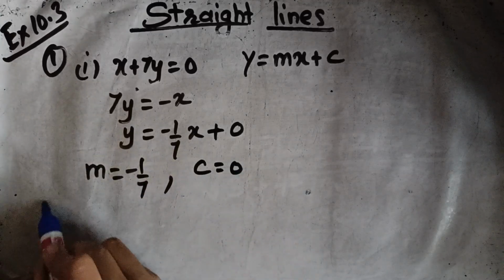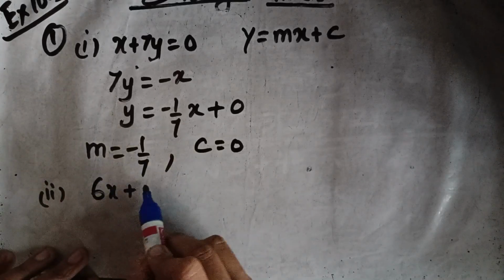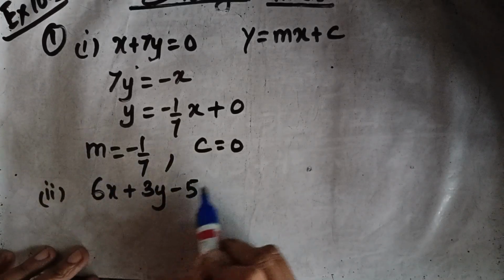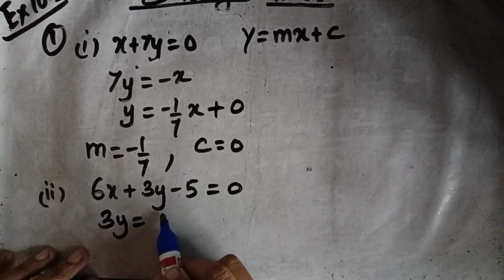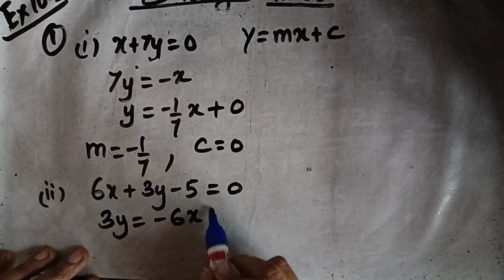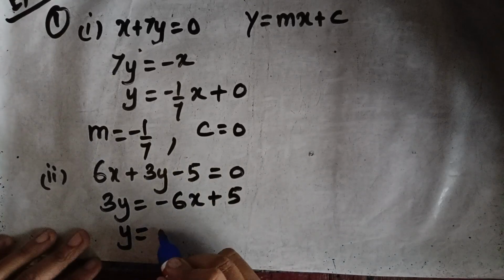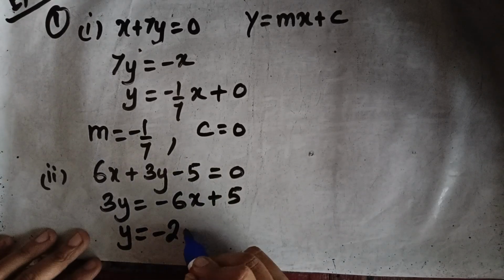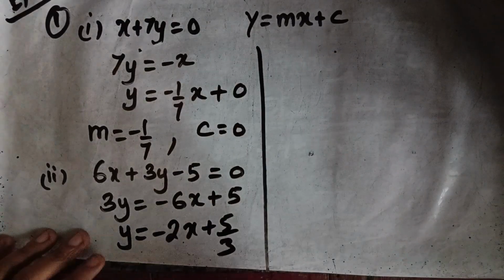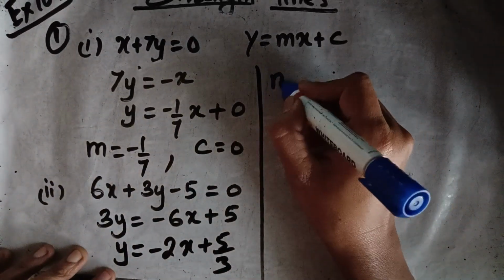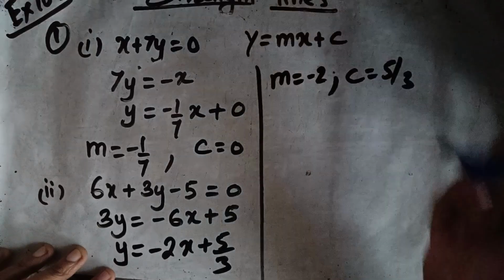Okay, second equation, 6x plus 3y minus 5 is equal to 0. So this is 3y equal to minus 6x plus 5. So dividing by 3, it will be y equal to minus 2x plus 5 by 3. Okay, so m is minus 2 and c is 5 by 3.